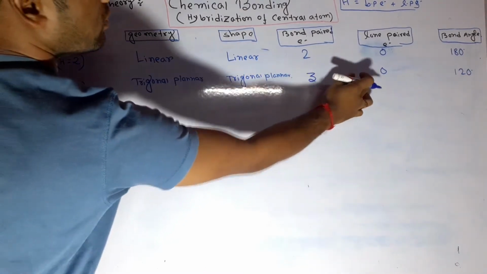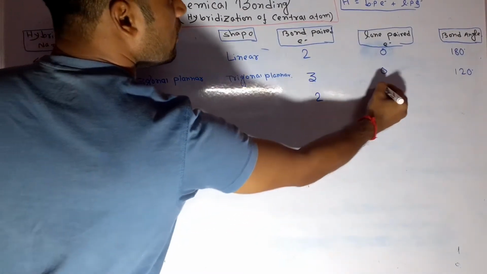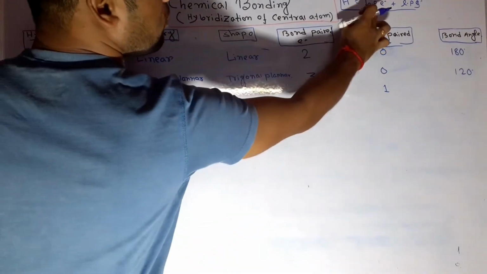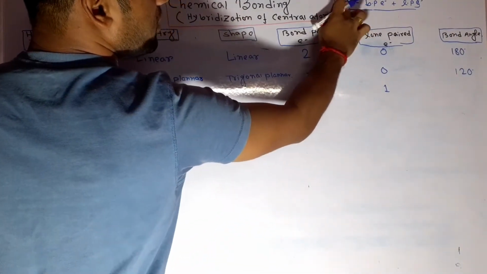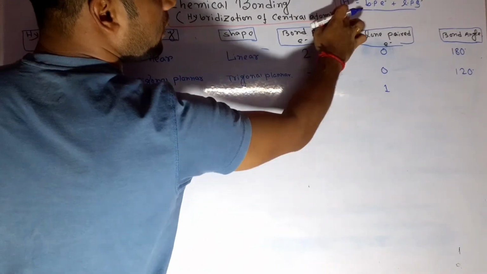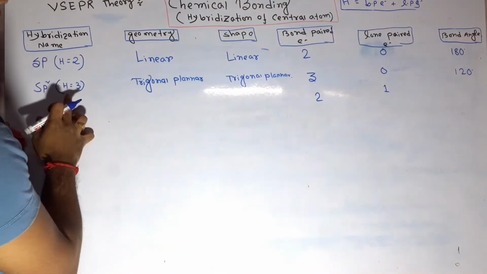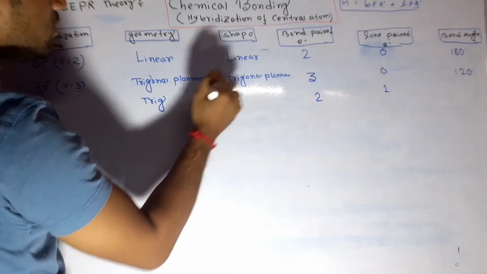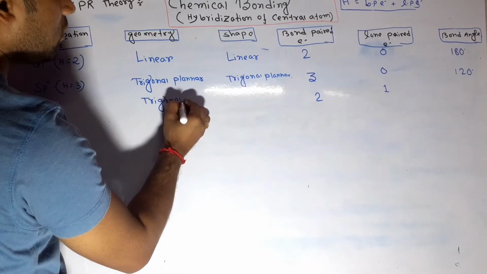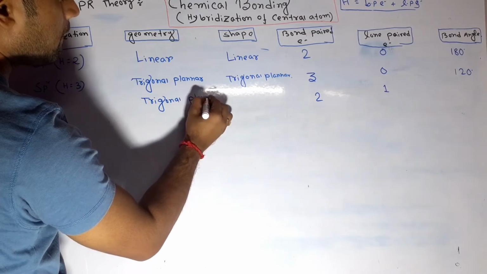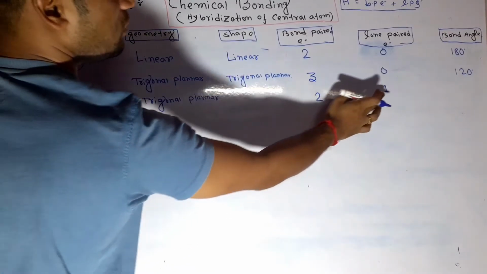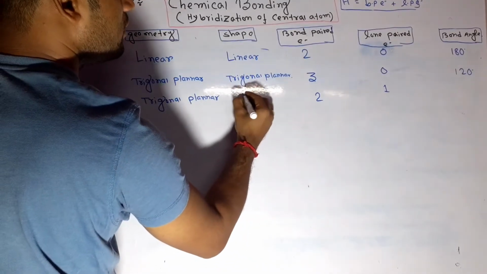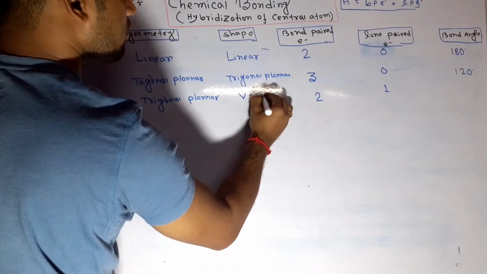Next possibility: 2, 1. If the bond pair is 2 and the lone pair is 1, then bond pair plus lone pair gives hybridization number 3. The geometry does not change, because geometry does not depend on the lone pair electron. It is trigonal planar. But the shape is changed due to the presence of the lone pair electron. So what is the shape? V shape or bent shape.